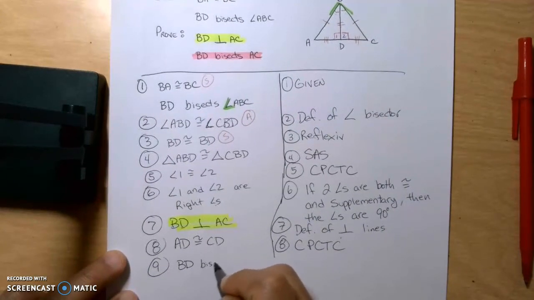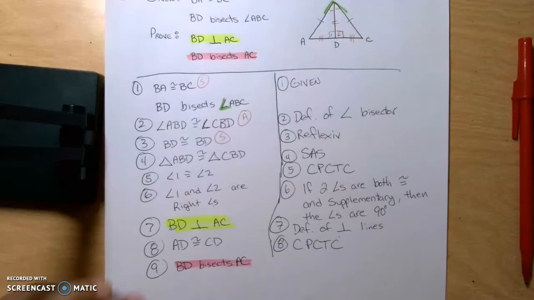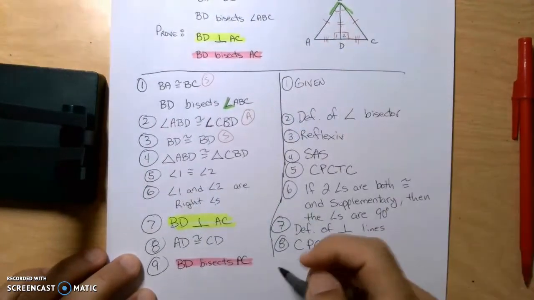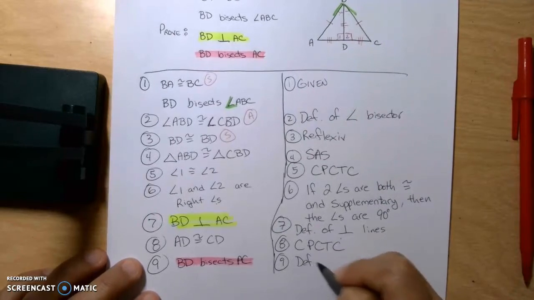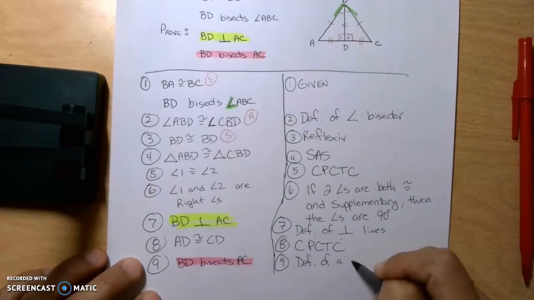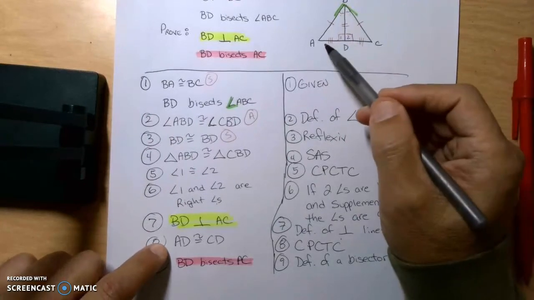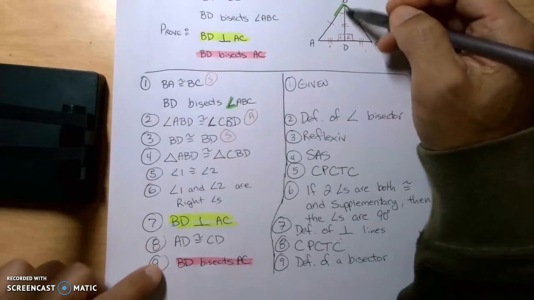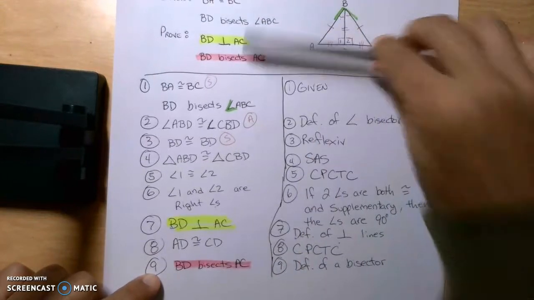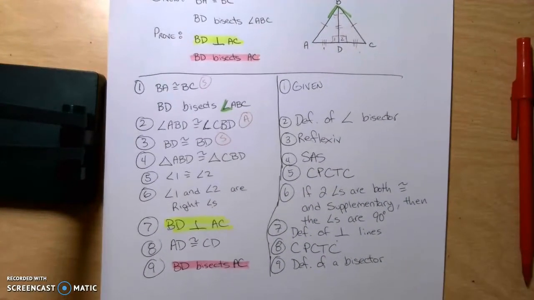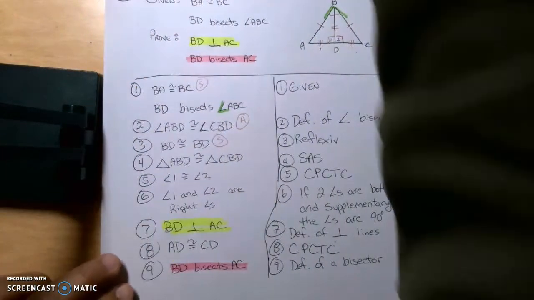BD bisects AC. We can say the line that's going straight up and down bisects the bottom segment because this is going to be the definition of a bisector. Definition of a, you can write segment bisector, or I'm just going to say bisector. Because step 8 said left and right are equal, that means this line is the bisector. This guy is the line that just chopped AC in half. So definition of a bisector. Very difficult proof. In fact, it's really 2 proofs. One in yellow, one in pink.